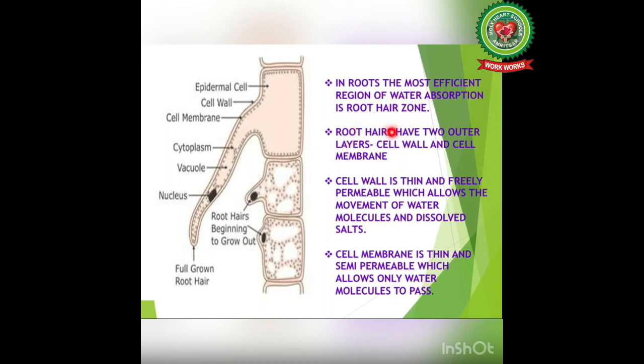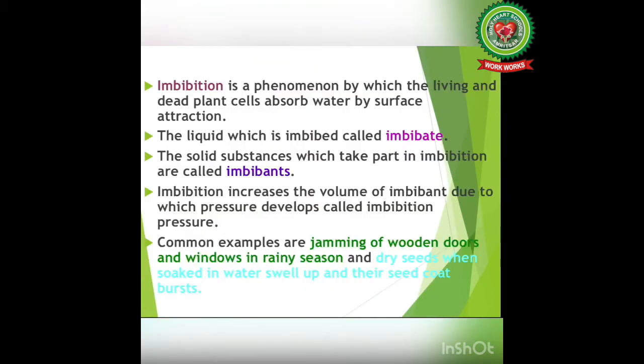Root hairs have two outer layers, cell wall and cell membrane. The cell wall is thin and freely permeable, which allows the movement of water molecules and dissolved salts, whereas the cell membrane is thin and semi-permeable, which allows only water molecules to pass.